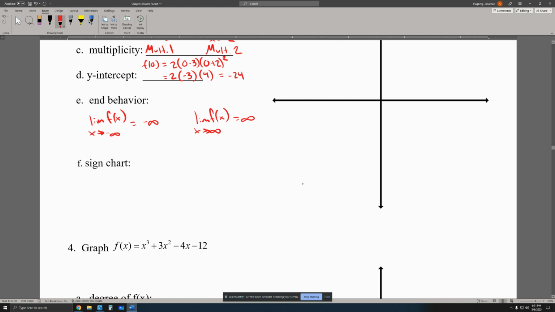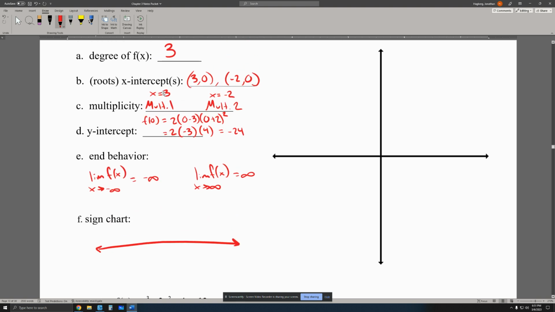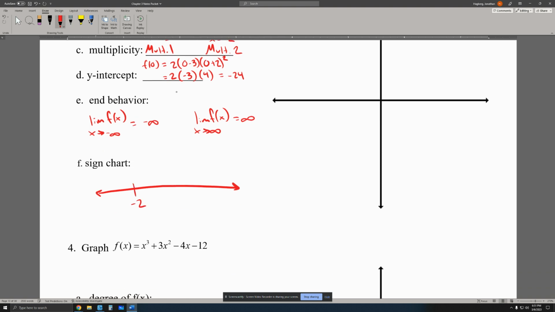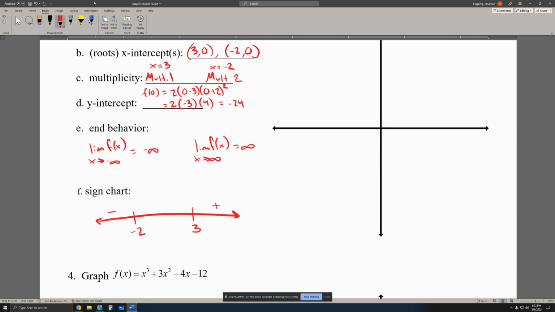So a sign chart: we have zeros at 3 and -2. I know that this is degree 3 with a positive leading coefficient. So that tells me the left end's going down, the right end's going up. At x equals -2, we have an even multiplicity, so the function is going to keep the sign about that 0. And then at x equals 3, we have odd multiplicity, so it's going to change sign. And then I also noticed that the y-intercept is negative. So inside that middle interval containing x equals 0, the function should be negative, and it is.